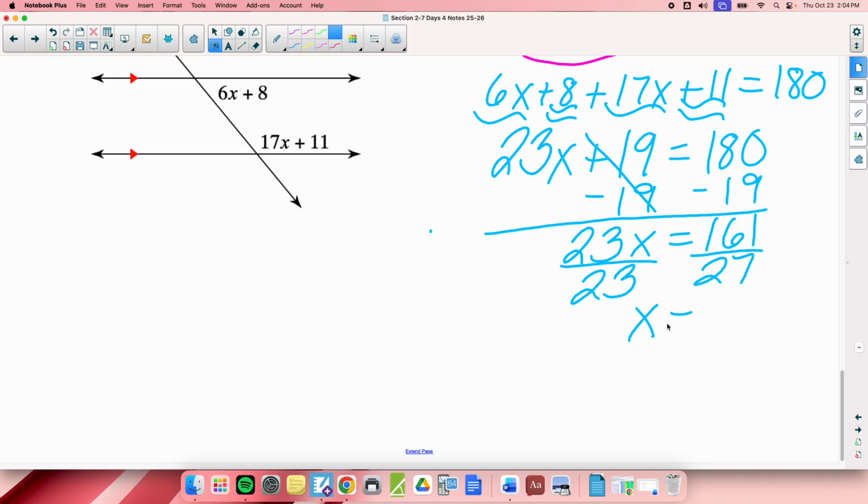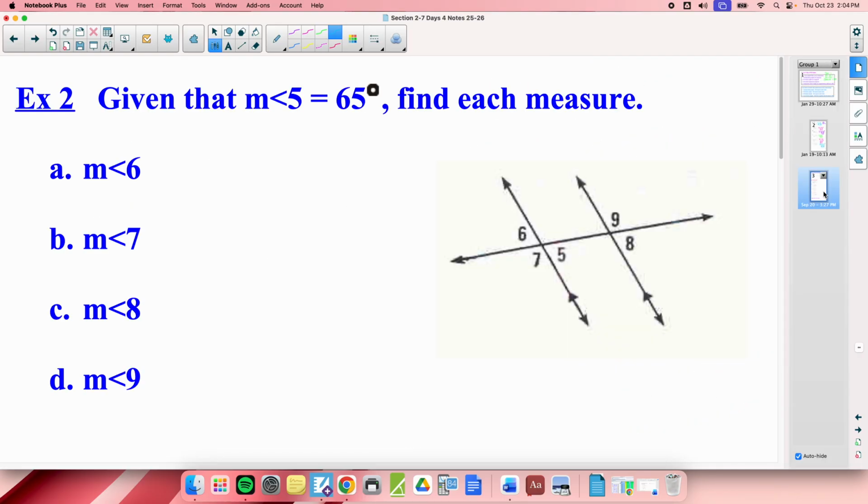So x equals 7. Okay? This should be a 3 actually, sorry. Okay, now one last page. This problem is a little bit different.